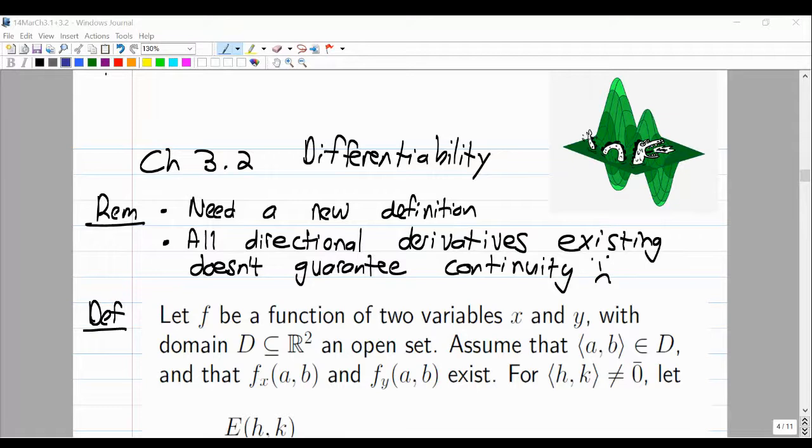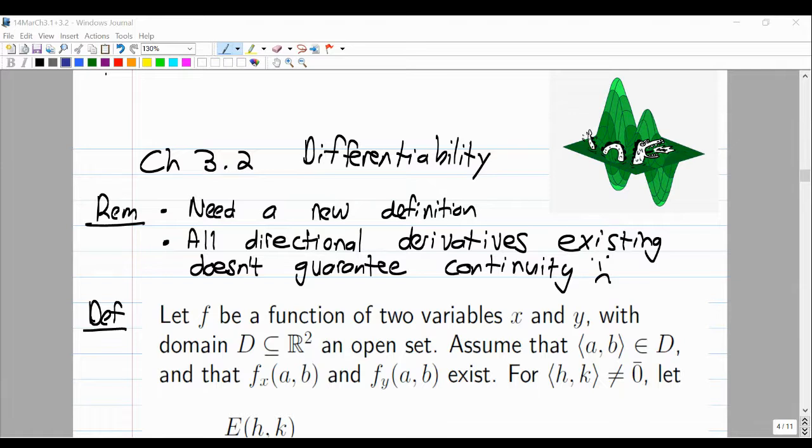Then we're moving on to chapter 3.2, talking about differentiability. So my first remark is the following. There are examples of functions where all the directional derivatives exist, but it doesn't guarantee continuity. And we know that in first year, if a function is differentiable, it is continuous. So directional derivatives are not enough. So we need a new definition.